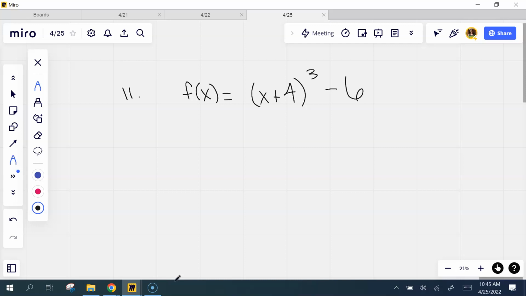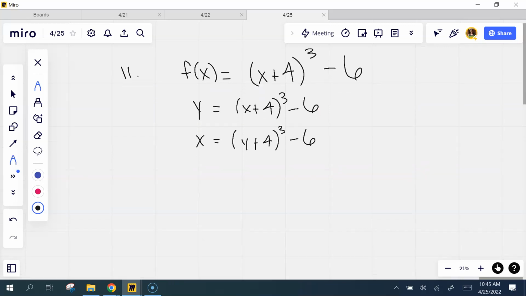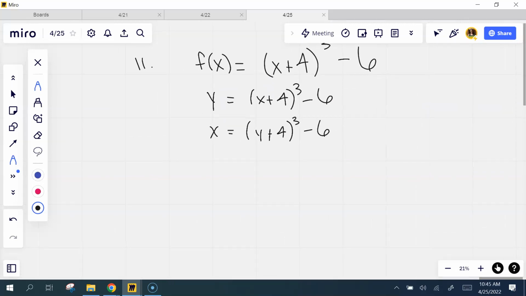So again, y equals, switch x and y. Now the solving here is what's probably going to get you. So what do I do first? Add 6. That's exactly right. So I've got x plus 6 equals y plus 4 cubed. Can I distribute there? No. A plus inside means I can't distribute that exponent. But I can take care of it, and it's super easy to take care of.